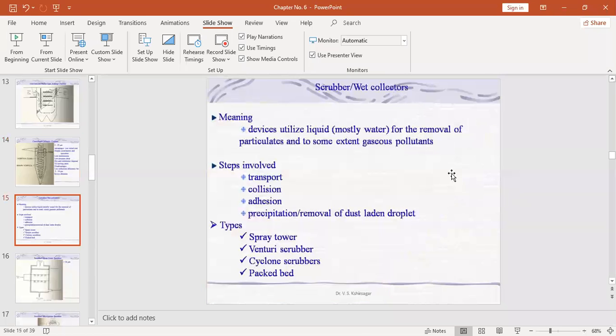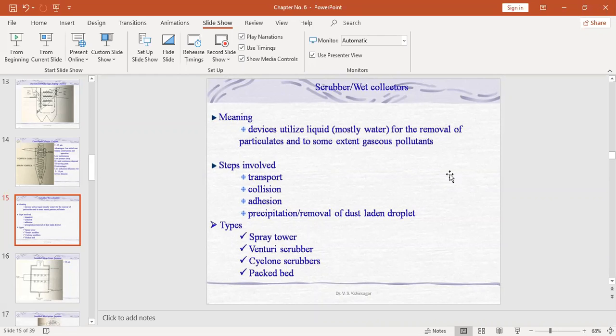Okay, now we'll go to the next point, that is scrubbers or wet collectors. This device is utilized for the removal of particulates and to some extent gaseous pollutants. When the gas is in a wet form, and some quantity of water vapor or wet material is present in that gas, you cannot apply the above two equipments which we have studied, that is the double vortex or cyclone and the settling chamber. If the gas is in a wet form, you need to apply the scrubber, that is the wet scrubber.